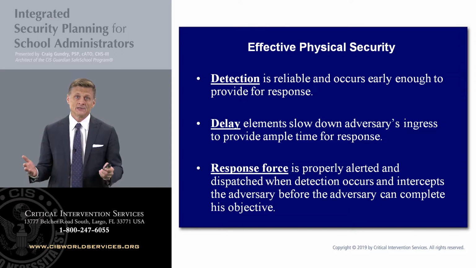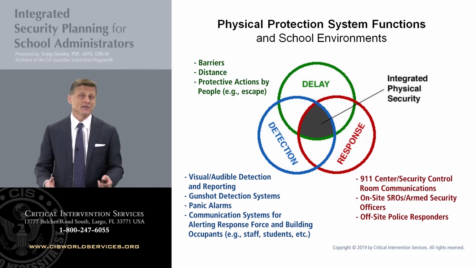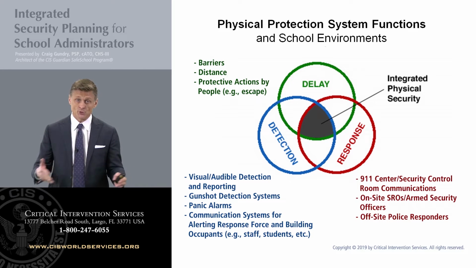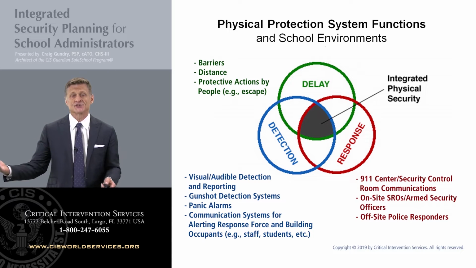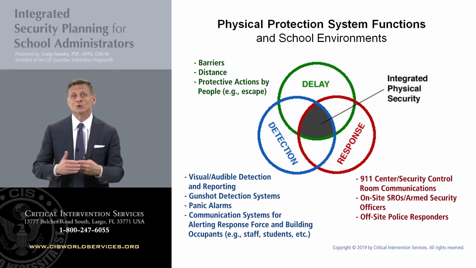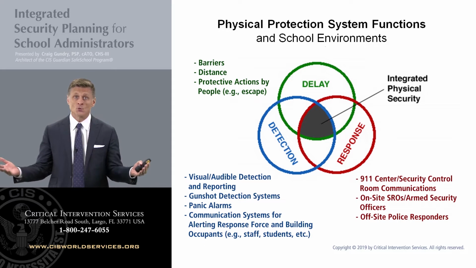Now, when we talk about school security, this delay function is primarily facilitated by physical barriers, things like our doors, walls, blocks, and windows, and other similar types of barrier systems, distance that the adversary, or in our primary concern in schools, active shooter, must traverse before they can access those individuals that they're trying to target, and also the protective actions of the people within that environment, things that they do to put distance between themselves and harm, such as evacuating from the campus or taking refuge inside of a secured room.